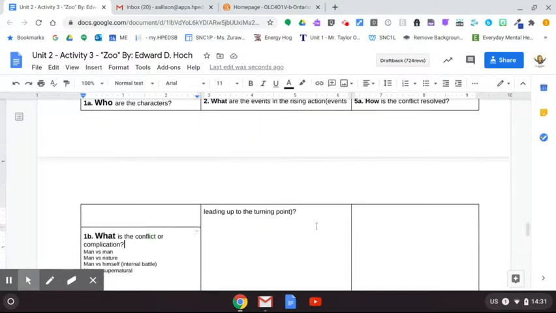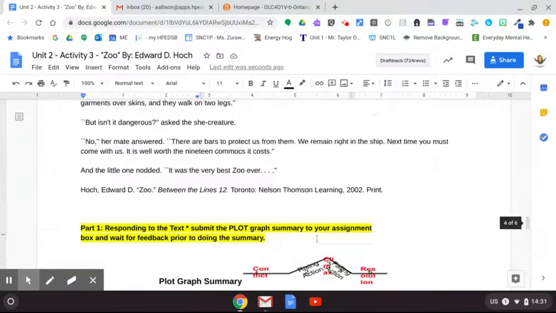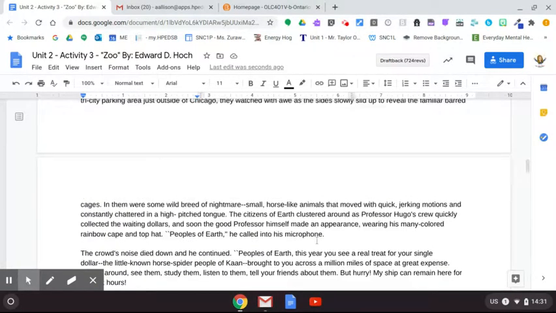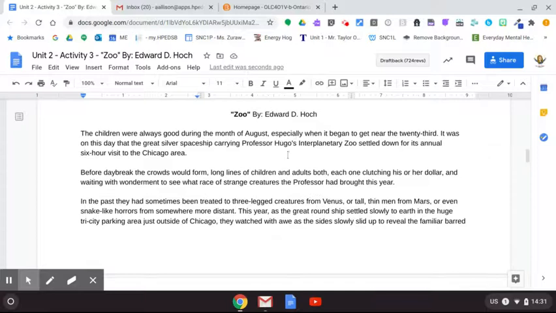So let's just try to get some information. We'll scroll back up, and we've got the story Zoo. We've got the author, and let's have a look at some of the pieces in the story. "The children were always good during the month of August, especially when it began to get near the 23rd. It was on this day that the great silver spaceship carrying Professor Hugo's interplanetary zoo settled down for its annual 6-hour visit to the Chicago area."